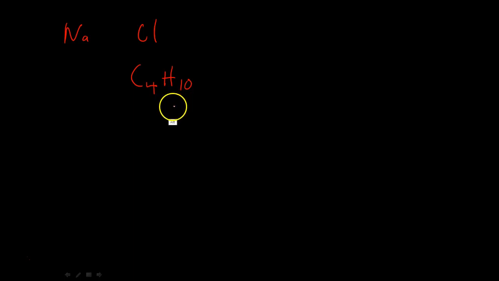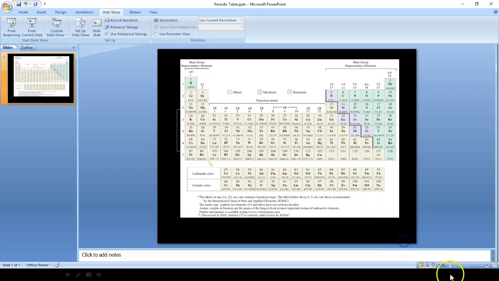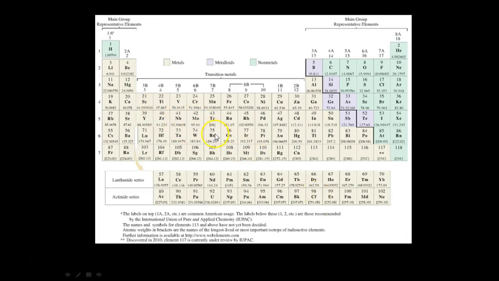So let me switch over to a periodic table. All right, so we need carbon. If we look here on the periodic table, carbon has an atomic weight of 12.0107. We don't need all of these sig figs, so I'm going to abbreviate this a little bit. We also see hydrogen over here at 1.00794. Again, I'm going to round that number just a little bit.